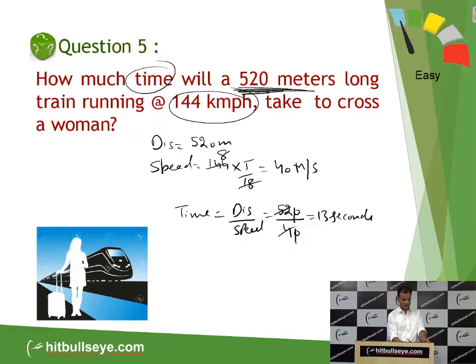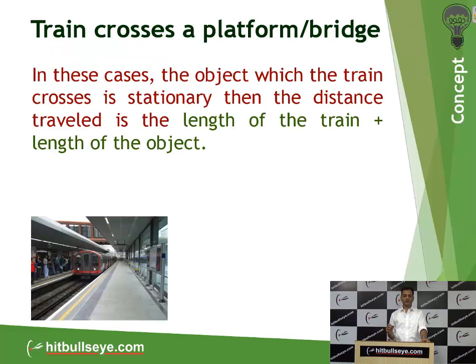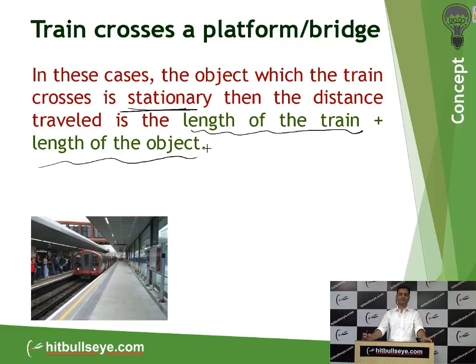Now see the next question, next concept. When a train crosses a platform or a bridge, or you can say when the object which the train crosses is stationary, then the distance traveled is the length of the train plus the length of the object. Object can be anything. When a train crosses any object which has length, it can be a bridge, a platform, or any other object, then the distance will be length of train plus length of the object. Now again do this with the help of an example.